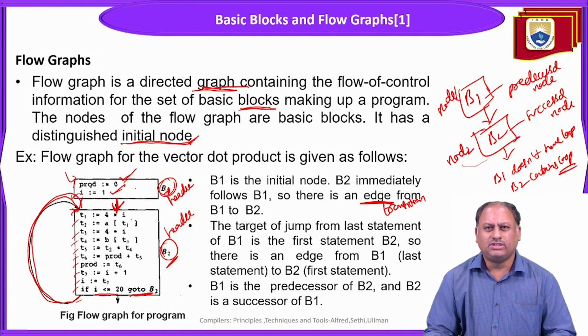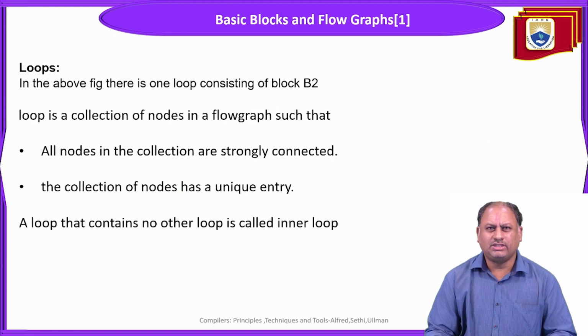There is an edge drawn from the last statement of block B2 to the first statement of that same block. Then we can say that a loop occurs. So now we understand that block B2 contains a loop, and B1 doesn't contain a loop. So what does a loop mean?